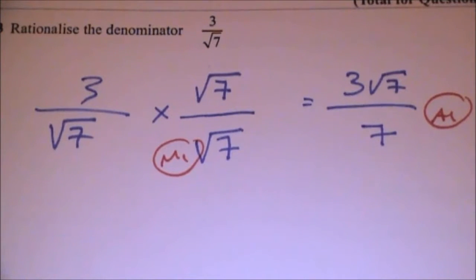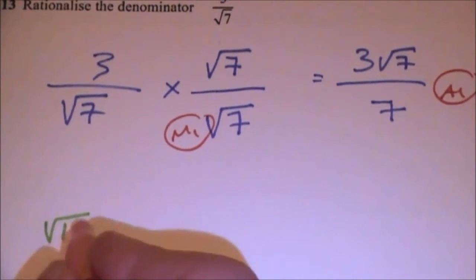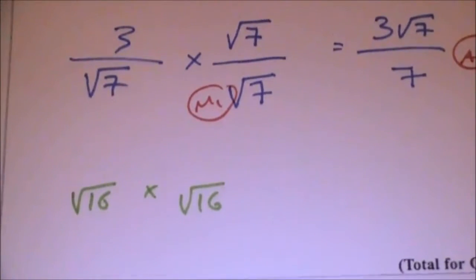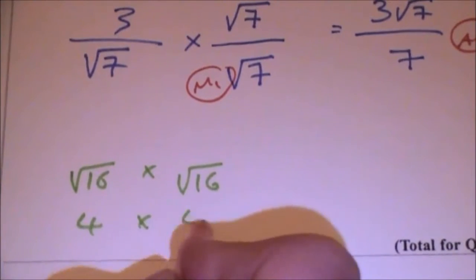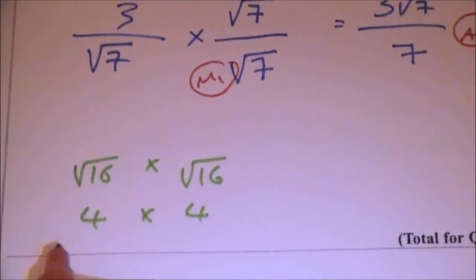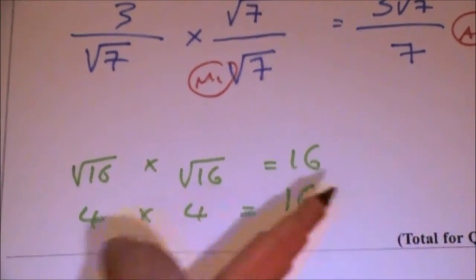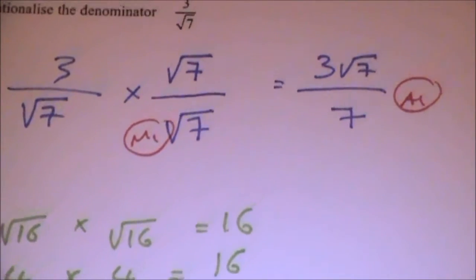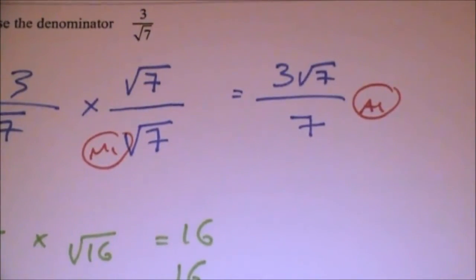Now if you can't follow the idea that root 7 times root 7 gives you just 7, let's pretend that it was root 16 times by root 16. Now I've picked 16 because it's a square number. So the root of 16 is 4. The root of 16 is 4. So if I do 4 times 4, I end up with 16. And that's why that rule works. Okay, root of 16 times root of 16 equals 16. Root of 7 times root of 7 ends up giving us 7.